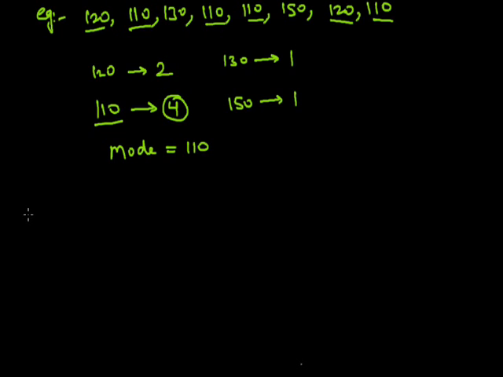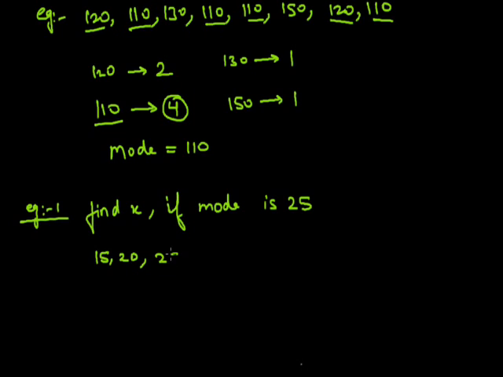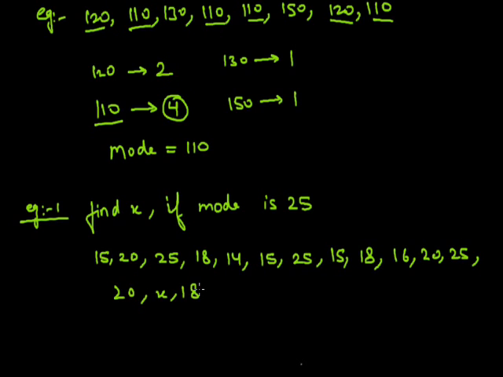Now we see one more example based on this. Let's first write down the example. Find x if the mode is 25. Some observations are given, and among these there is one missing observation, that is x. We need to find the value of x when the mode of all these observations is given as 25. The observations are 15, 18, 16, 20, 25, again 20, x and 18.